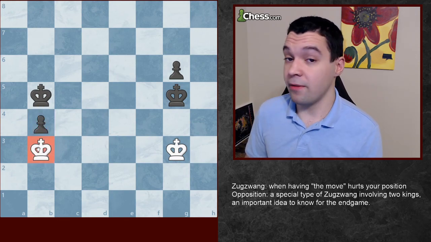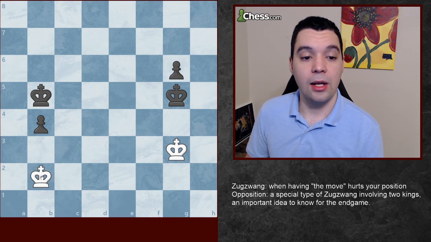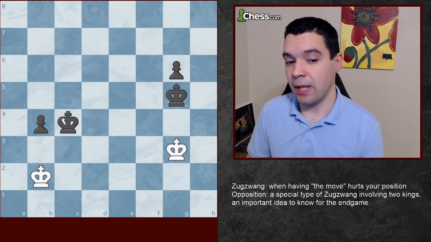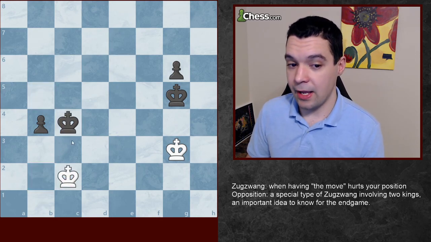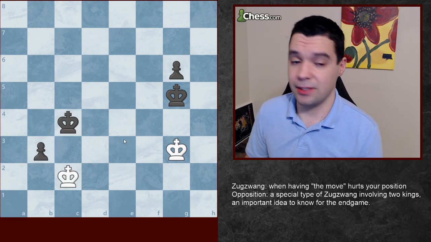So as white, if you ever find yourself in this position, the idea is to step on the square such that the pawn is opposite to you. The black king can't step there, and whenever the black king tries to go through, you gain the opposition against the king. Okay, let's say black is sick of this position and decides to just push the pawn.